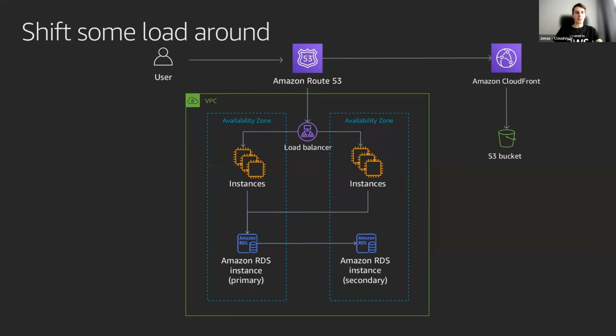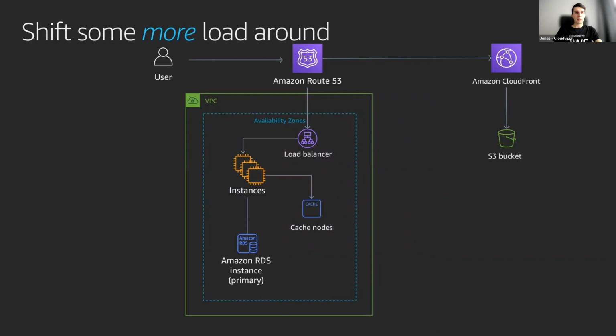But CloudFront does not only serve static content. If you see here, your users can come through CloudFront, through the load balancer, to your instances, and get back. So actually, even the dynamic content is also accelerated because it's going through the AWS backbone network.